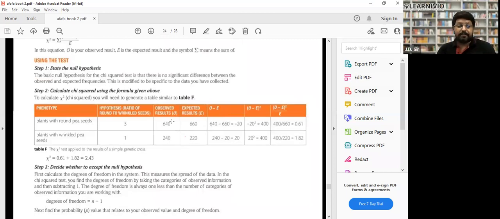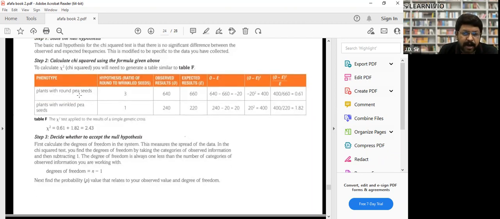Now there is another example. The basic null hypothesis for the chi-square test is that there is no significant difference between the observed value and the expected frequency. This is modified to be specific to the data you collected. Calculate the chi-squared using the formula given above, right?